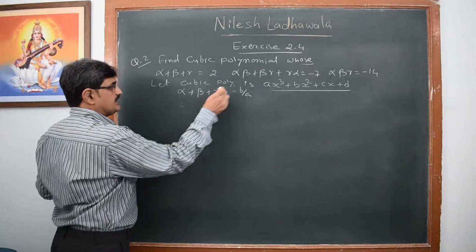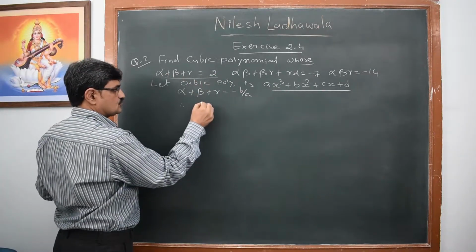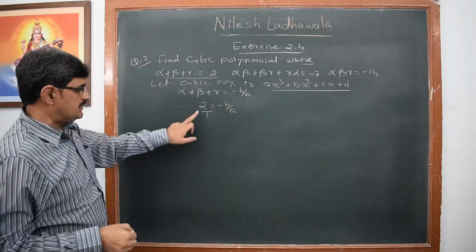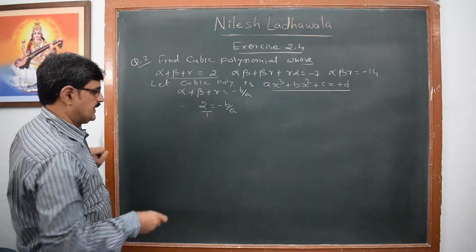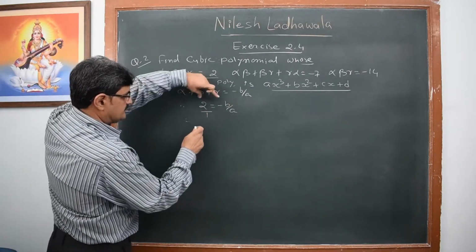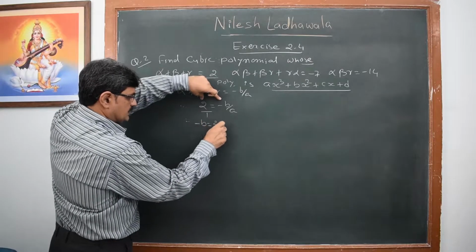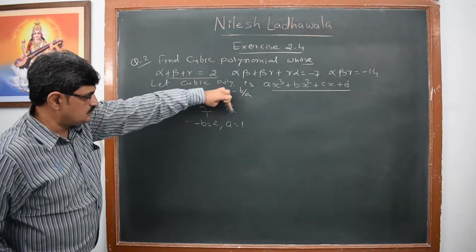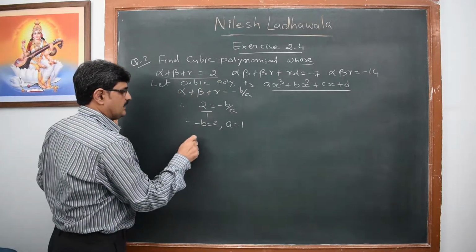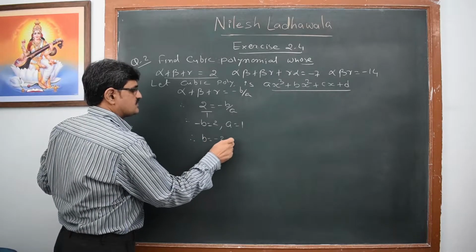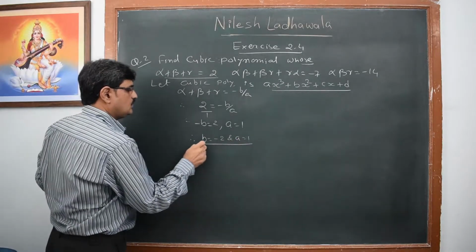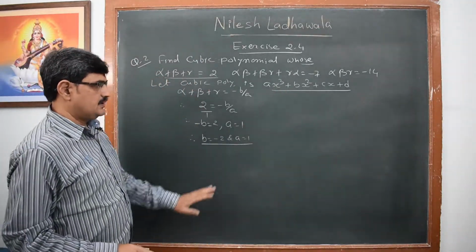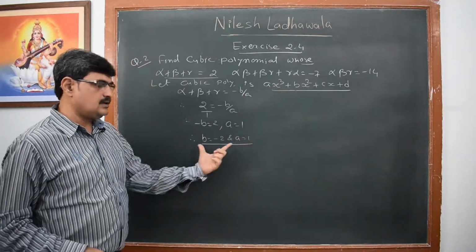So here we are given alpha plus beta plus gamma as 2, so I will write here 2, that is equal to minus b by a. In the denominator nothing is given, so I have written 1. Now I can compare both, so I can write that minus b is equal to 2 and a is equal to 1, and hence I have b is equal to minus 2 and a is equal to 1. So I have obtained two coefficients, that is a and b.